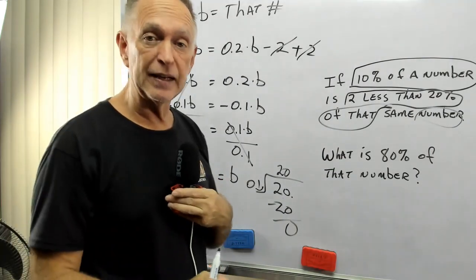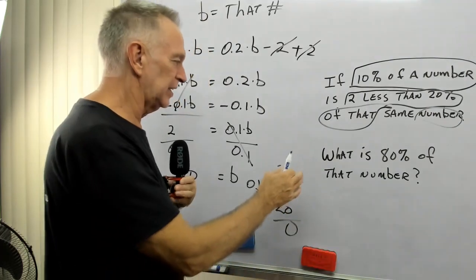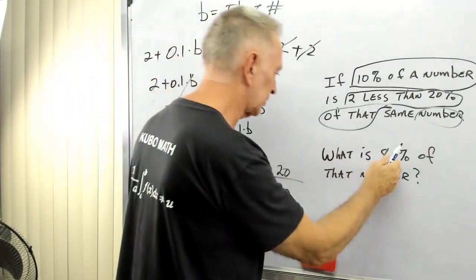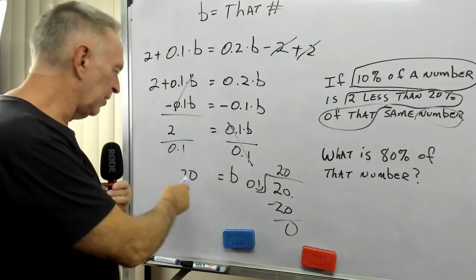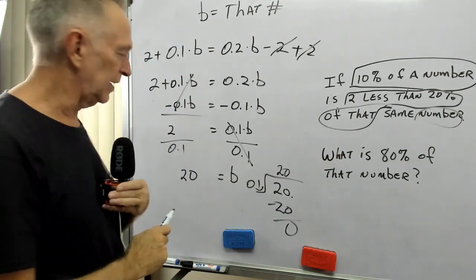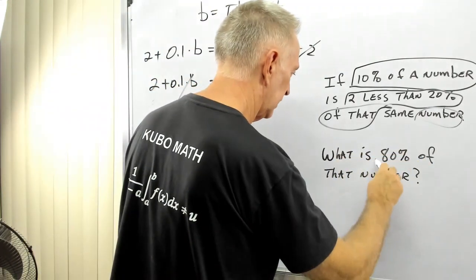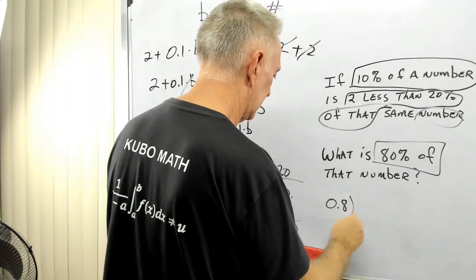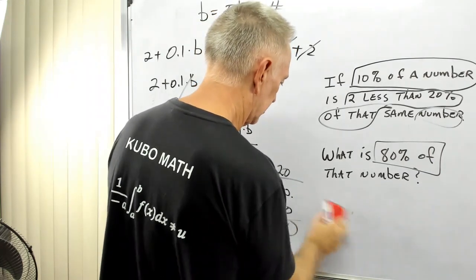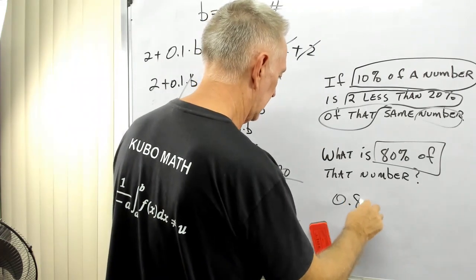And you're thinking now, not yet, because the question is, what is 80% of that number? Well, that number is 20. So 80% of, that means I'm taking 0.8 times 20. Well, let's just put it this way, 0.8 times 20.